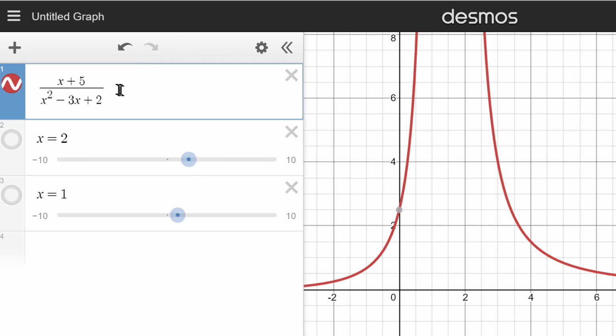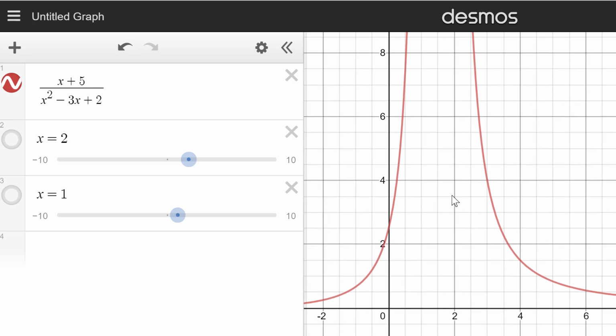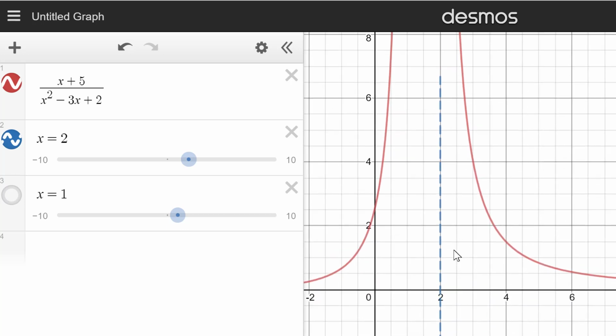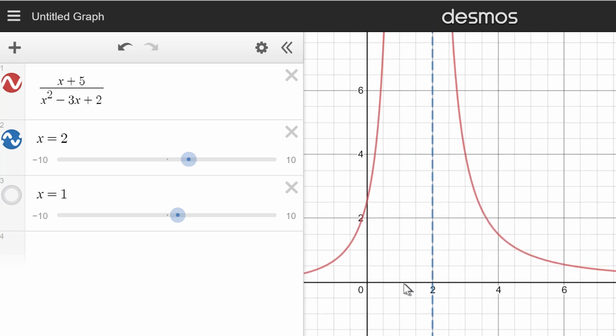Okay, so here I went to desmos.com and I typed in the expression that we were taking the limit of, and this is what I got. So do notice that we do have an asymptote there at 2. We also have another asymptote over here at 1. But we're only concerned about what's happening to the y values when x approaches 2 from the left.